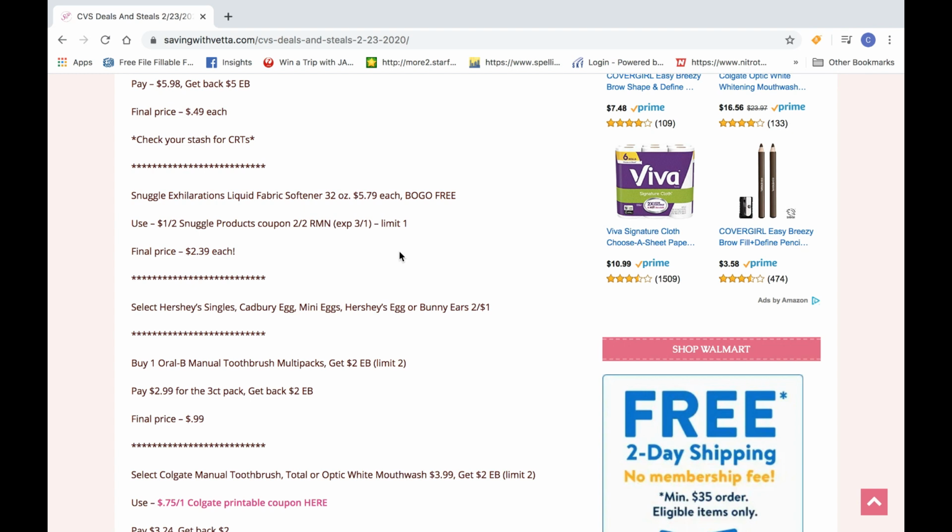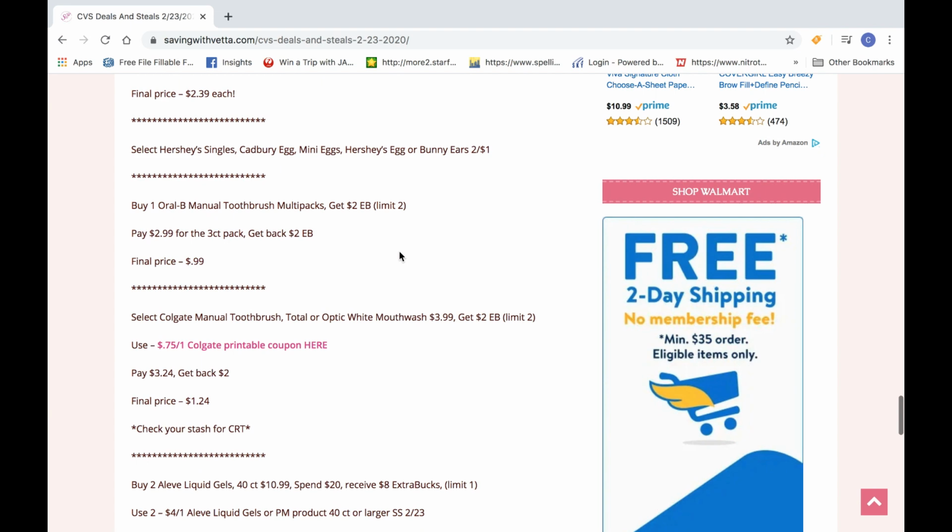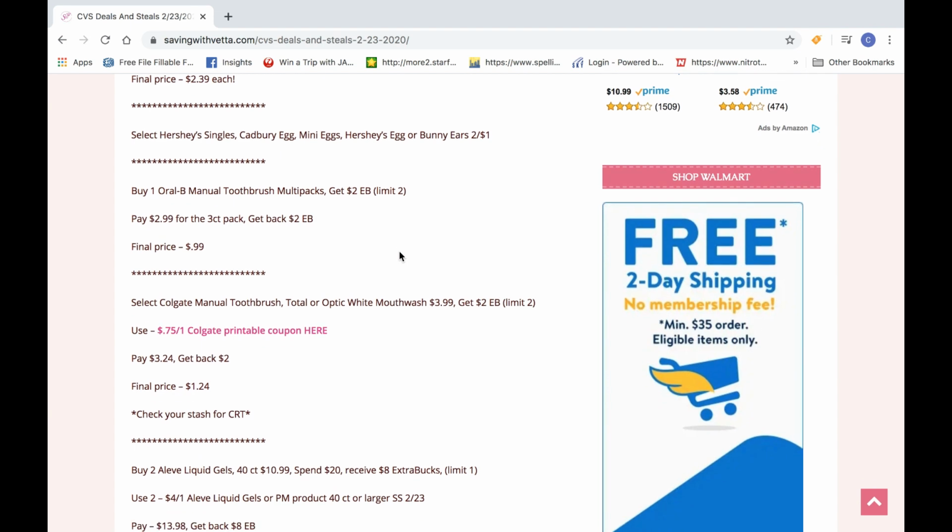Oral-B multi-pack toothbrush, buy one, get $2 extra buck. The limit on this is two, so you can grab two of those. You can find the three packs for $2.99, and then you're going to get $2 extra buck back. So that would make that three pack of toothbrush only 99 cents. So that's a nice deal to grab on those. And again, you may have that CRT that you can pair with this and the previous deal that I mentioned.